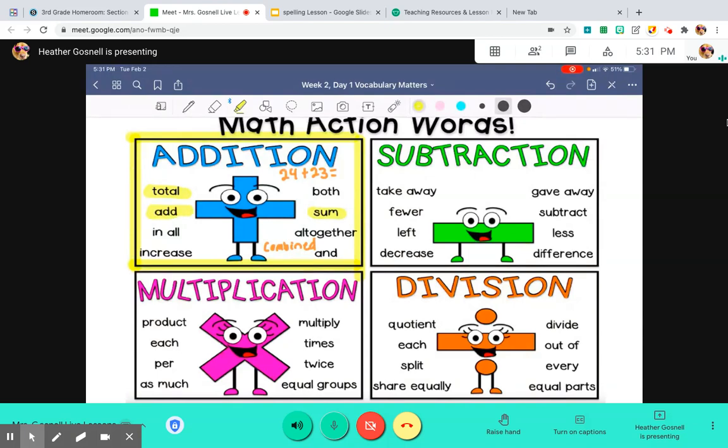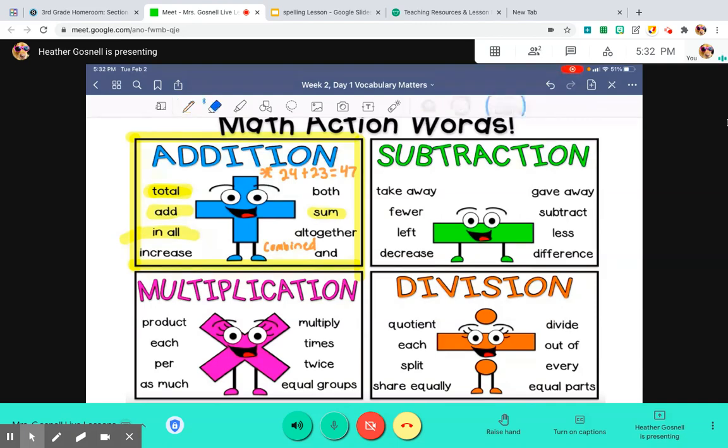together so I can get a total amount, meaning in all, if I have 24 shoes and my friend has 23 shoes, how many shoes do we have all together? Well, I know 20 plus 20 is 40. I know 4 and 3 is 7. So that would be all together, my sum would be 47. So you know these words when we're solving equations. So why not know them when we're solving word problems?